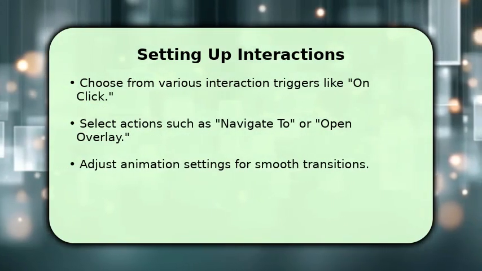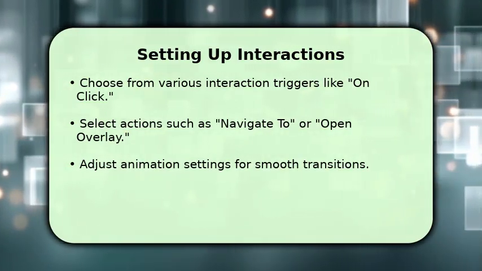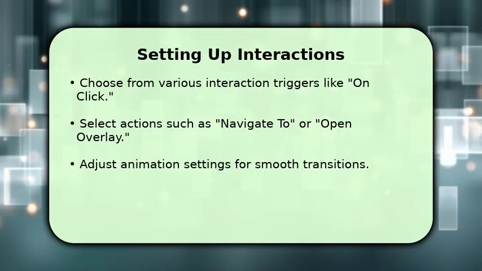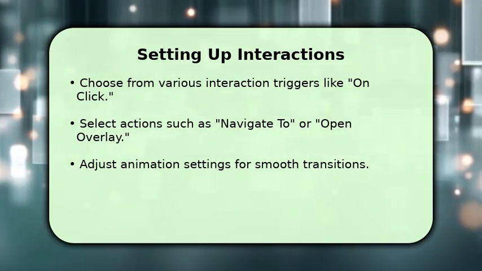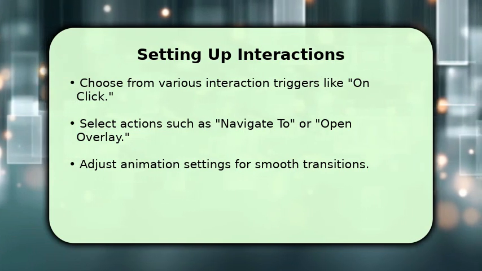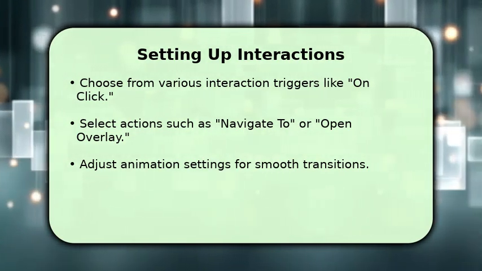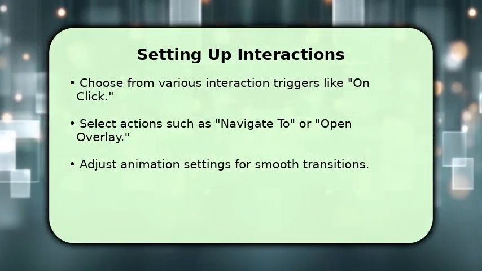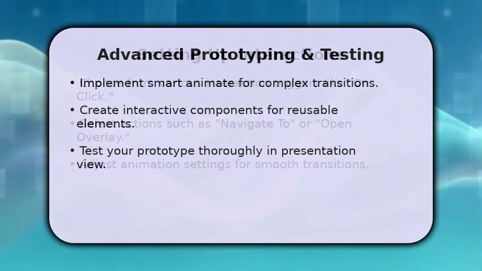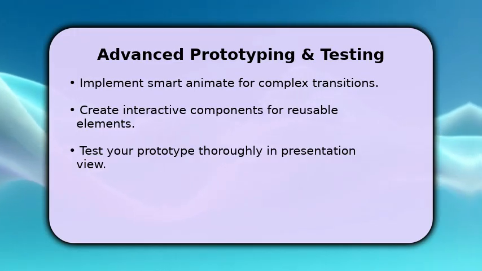Once frames are linked, you can define specific interactions. Select a connection and choose a trigger, such as on click or while hovering. Then, pick an action like navigate to a new frame or open overlay for pop-ups. You can also fine-tune animation settings, selecting from options like Dissolve or Smart Animate to create smooth and engaging transitions between screens. For more advanced interactions, explore Smart Animate to create sophisticated transitions between similar objects.